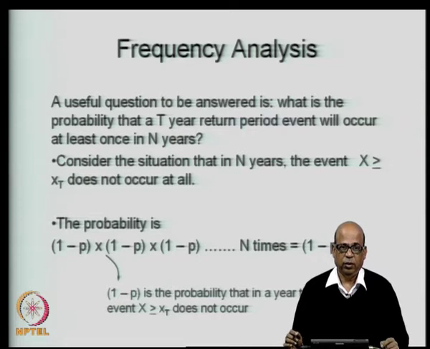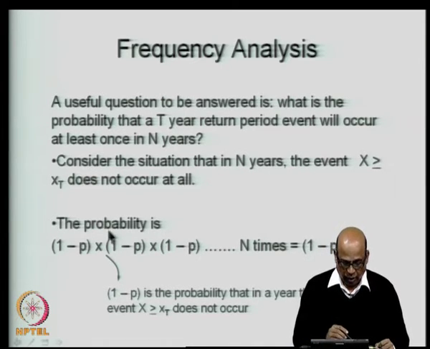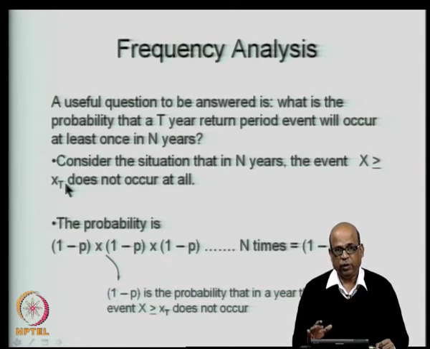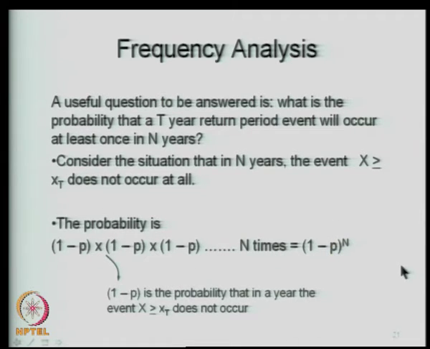What is the probability of this? That is, in the first year it does not occur, second year it does not occur, third year it does not occur, and so on. For all the n years this event does not occur. What is the probability that it does not occur in a given year? It is 1 minus p, because p is the probability that it occurs in a given year. And therefore, because the events are all independent, the probability that X greater than or equal to x_T does not occur in any of the n years is (1 minus p) into (1 minus p) etcetera n times, because 1 minus p is the probability that in a year the event X greater than or equal to x_T does not occur. So, this will be equal to (1 minus p) to the power n.